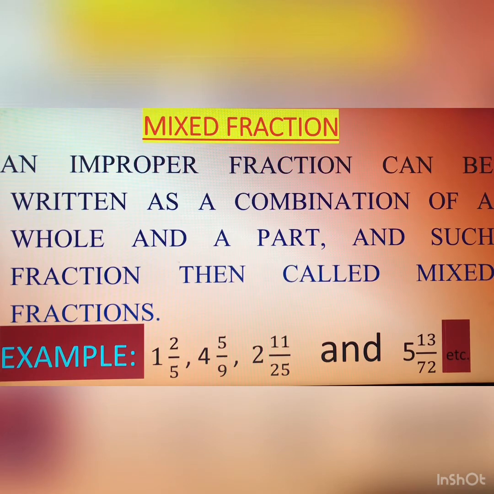Now mixed fraction. An improper fraction can be written as a combination of a whole and a part, and such a fraction is called a mixed fraction. For example, 1 is the whole and 2 by 5 is a part. So 1 and 2 by 5 is a mixed fraction. 4 and 5 by 9 is also a mixed fraction. 2 and 11 by 25. Similarly, 5 and 13 by 72, all are mixed fractions.